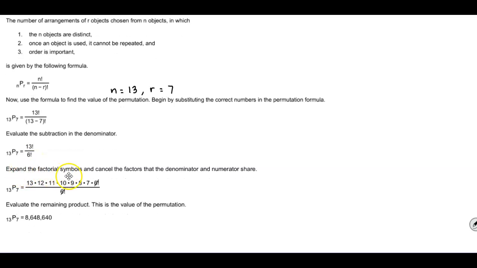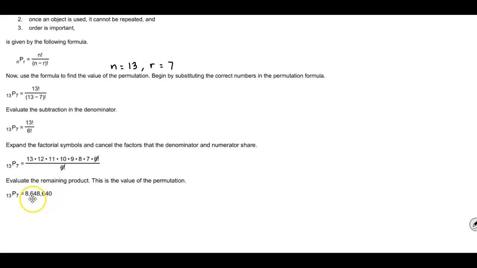We can expand the factorial symbols and then cancel the factors that the denominator and numerator share. Because the denominator is 6 factorial, in the numerator we can go from 13 times 12 times 11 times 10 times 9 times 8 times 7, and we can stop at 6 factorial because anything divided by itself becomes 1. So the remaining product is 13 times 12 times 11 times 10 times 9 times 8 times 7, which gives us an answer of 8,648,640.